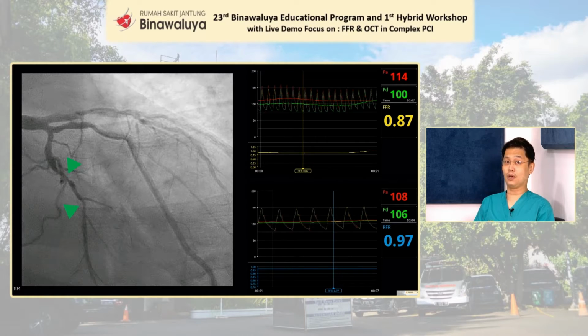I think here it's also a good concept to reflect that the size of the obtuse marginal is actually much bigger, and it supplies a much bigger territory compared to the left circumflex, which is why it turned out to be not functionally significant, both by means of the RFR as well as the FFR.